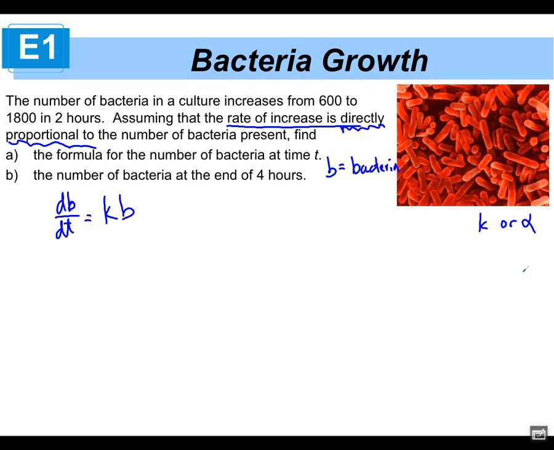What's the first thing you must always do in a separable differential equation? Yeah, separate the differentials. That b belongs over here with the db because the b and the db go together. The dt goes over here. We're going to leave the k there just because that's the easiest way to do it. 1 over b db is equal to k dt. Okay, next step.